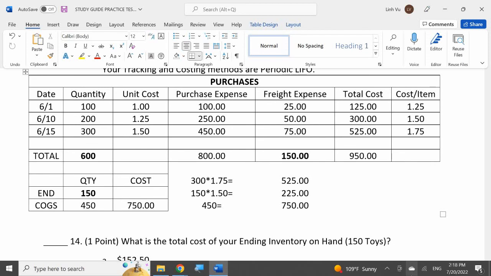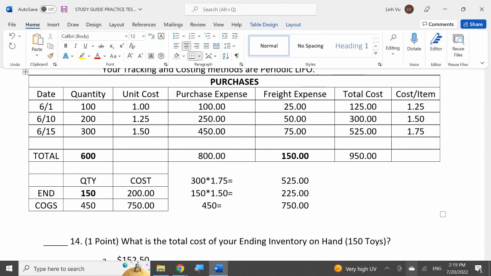You take 750 out of 950, give you 200. Good, right? You could take your total goods available cost, right? So in this case, my grand total of 600 units is going to cost me a grand total of $950, right? In this case, if I sold 450 units at a total of $750, I can simply subtract the two to give me my ending balance of $200, right?